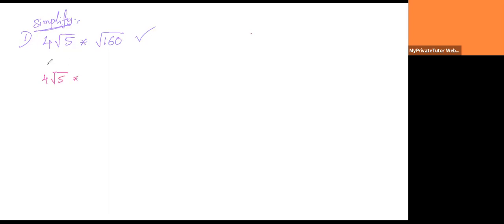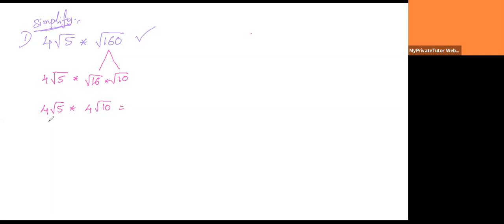I think we can't simplify the first term, right? We can't simplify square root 5, so just write that as it is and simplify this. How do you simplify this? Can we write this as square root 16 times square root 10? 16 times 10 is 160, isn't it? So then 4 root 5 times 4 root 10, because square root 16 is 4.